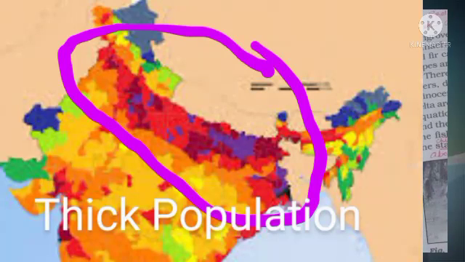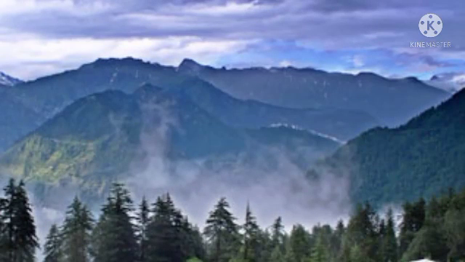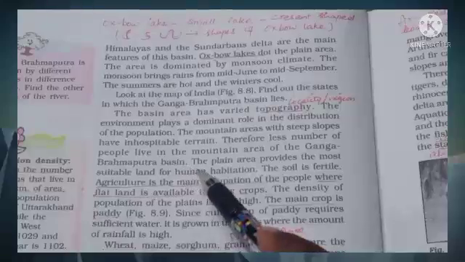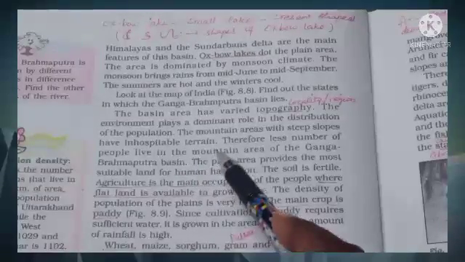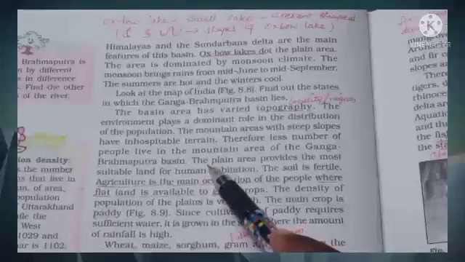The environment plays a dominant role in the distribution of the population. The mountain areas with steep slopes have inhospitable terrain. We cannot live in the mountain areas. Therefore, fewer people live in the mountain area of the Ganga Brahmaputra basin. It is a remote place and also not suitable for living.